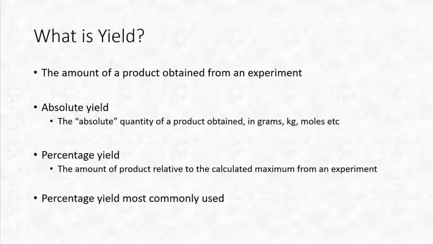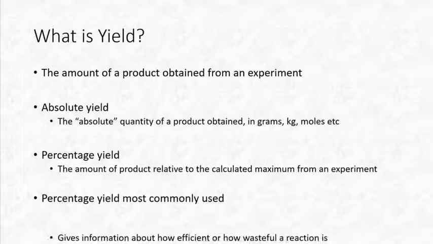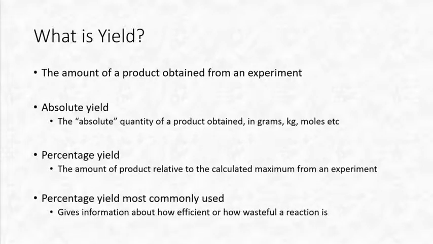Percentage yield is the one we most commonly use and refer to. It's the one you'll be asked to calculate in your exams. It gives information about how efficient or how wasteful a reaction is under the conditions we're using.